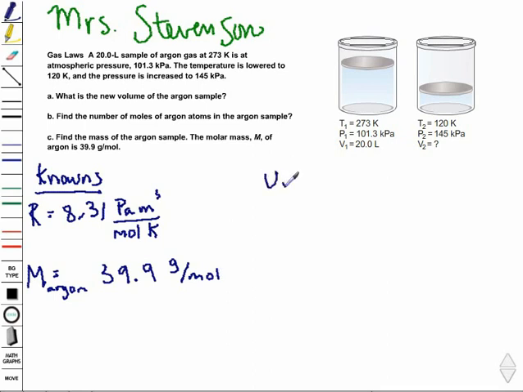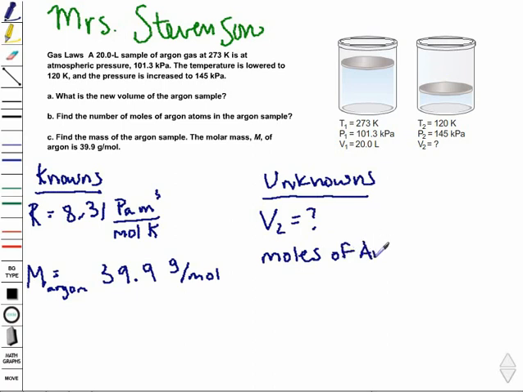Our unknowns: the question is first asking us for the new volume of our sample, so we do not know the volume of the second container. It's asking us for the moles of argon and the mass of the argon sample. Remember, Ar is the symbol for argon.